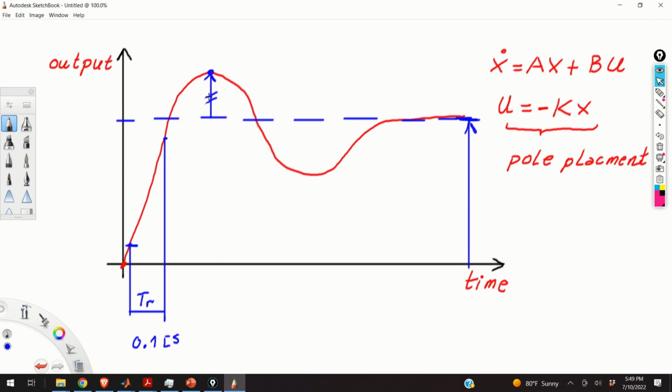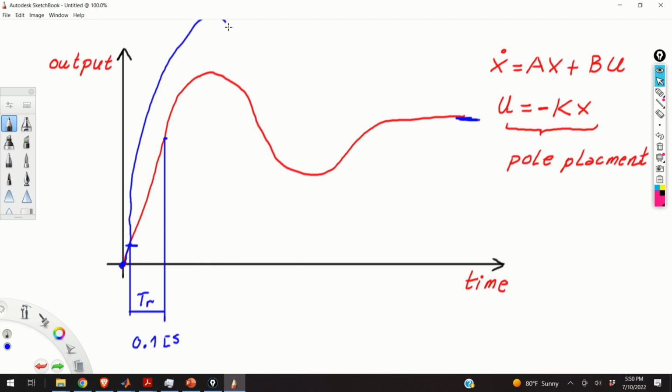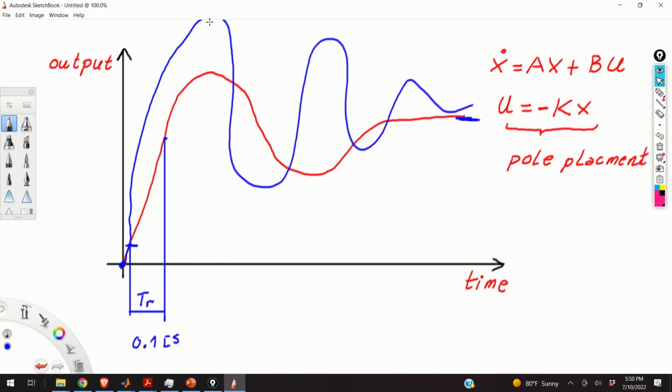So if we divide this value by our steady state value and express the result as a percentage, we obtain the percentage overshoot. Usually we want to make sure that the percentage overshoot is below a certain value, because we don't want our transient response to be like this. Here the percentage overshoot is huge.